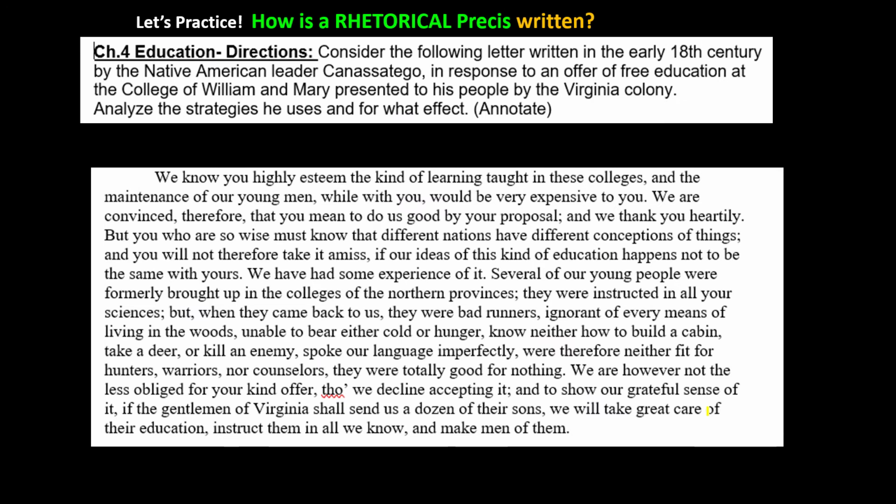All right, so let's do some examples today. The first question I have for you for this passage by Native American leader Canasatego, please count how many sentences he uses in his letter to the colonists in Virginia.